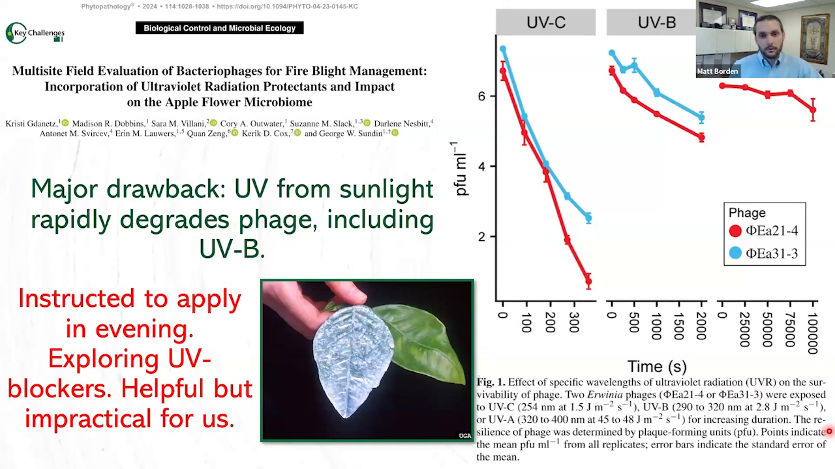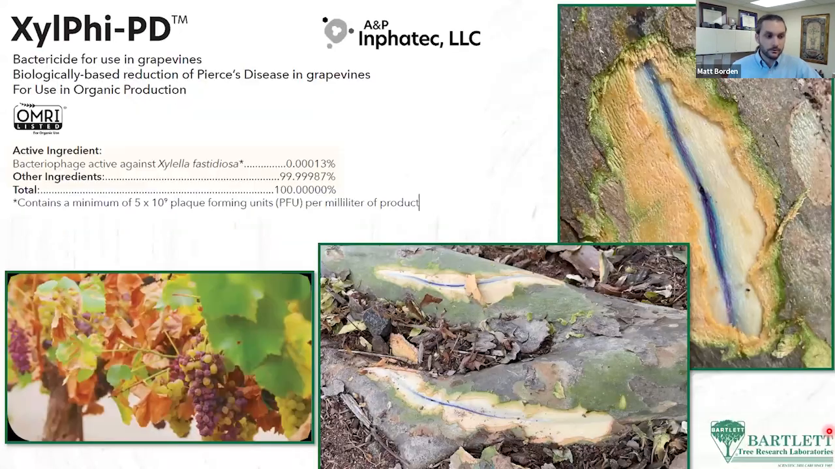So they are exploring ways to apply these phage with other solutions to protect them from UV degradation, like kaolin clay and other products. But we've got a long way to go. Yeah. Still, it's very cool. There's another company out there that has produced a different cocktail of phage for Xylella, which you may remember also causes BLS in our trees.